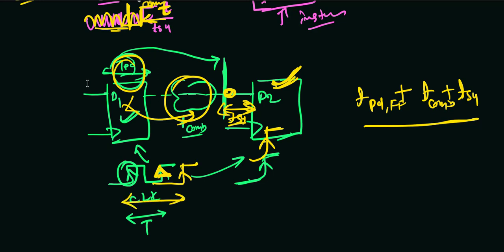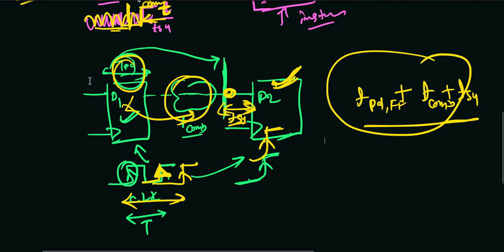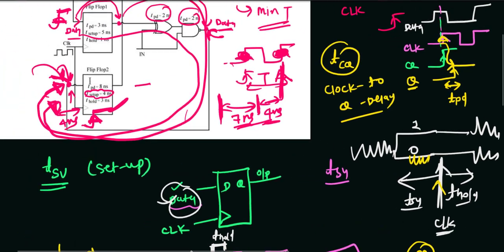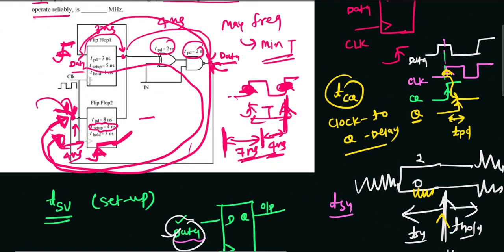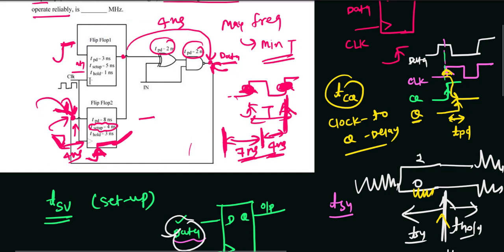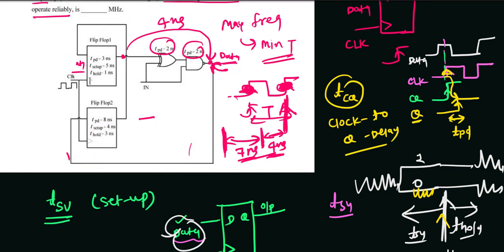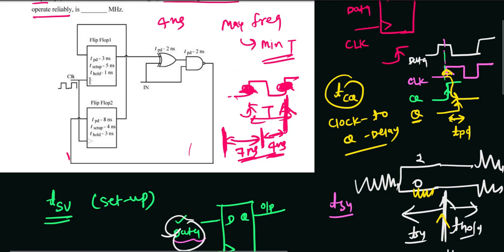Okay, but we need the minimum time period for the clock. Similarly, this is what we are trying to do. Let me just erase this. So this is the 3 nanosecond, and this is the 4 nanosecond, so this is the 7 nanosecond.